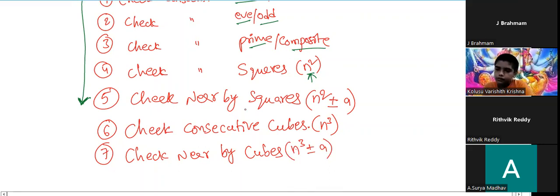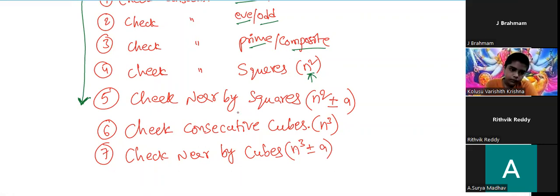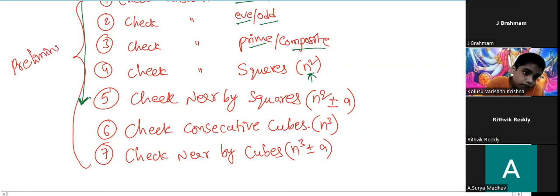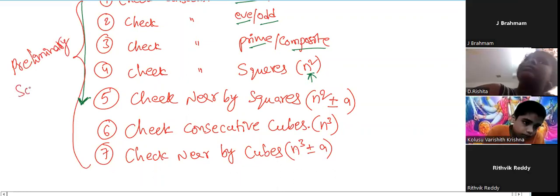Okay, so these are 7 steps. Whether the numbering is correct: 1, 2, 3, 4, 5, 6, 7. For any number series, these 7 steps we have to call as preliminary screening.